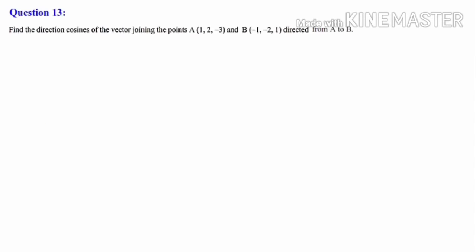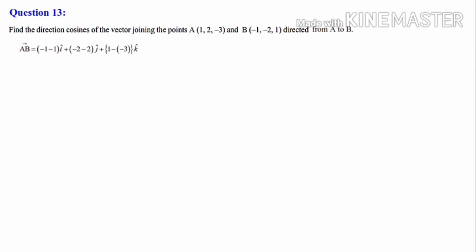Next, question number 13. Find the direction cosines of the vector joining the points A (1, 2, minus 3) and B (minus 1, minus 2, 1), directed from A to B. Here two points are given to you, A (1, 2, minus 3) and B (minus 1, minus 2, 1). First of all, we have to write vector AB.